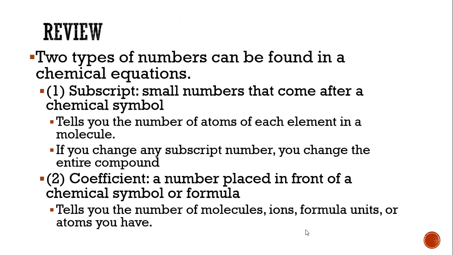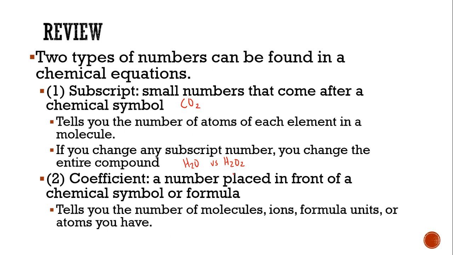The first one is called a subscript, and these are just small numbers that come after a chemical symbol. For example, if you have CO2, these tell you the number of atoms of each element. If there is no number, it's an understood 1, and this one tells me that there are 2 oxygen. One thing to note is if you change any subscript number, you're going to change the entire compound. For example, there's a difference between H2O versus H2O2. H2O is drinking water, but H2O2 is hydrogen peroxide, which is a cleaning disinfectant.